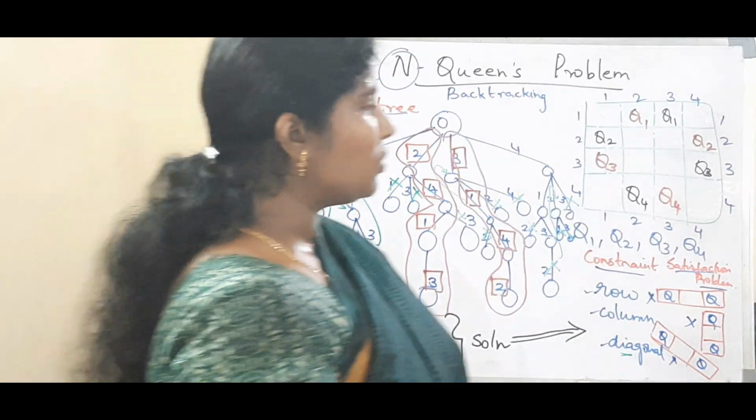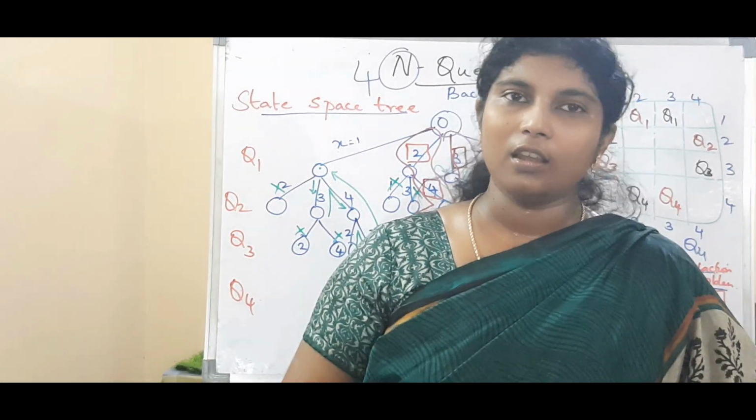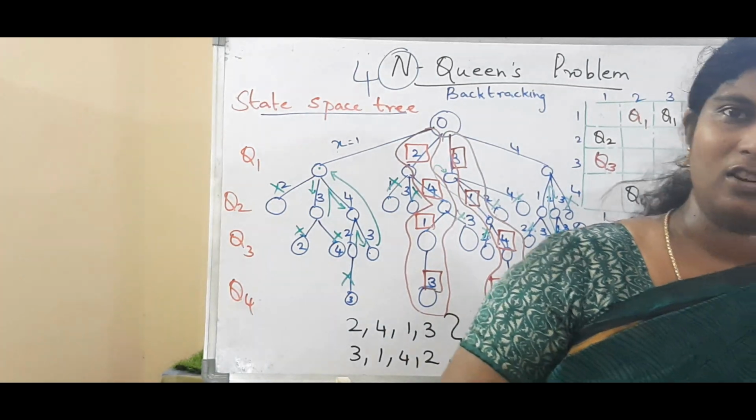Hope you have understood the 4 queens problem. You understood how to construct the state space tree.